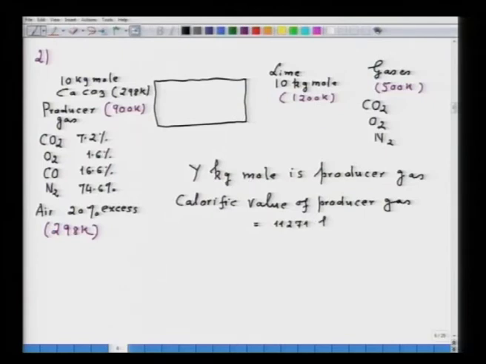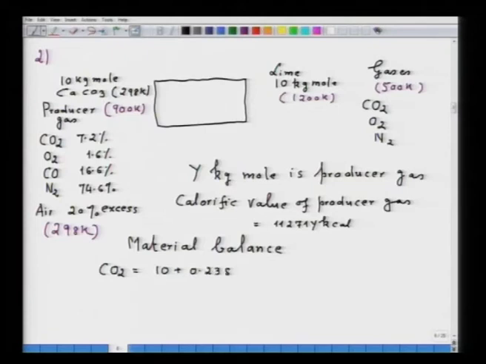11,271 kilocalorie into Y, because Y is the amount of kg mole of the producer gas that we have taken for combustion purposes. Now, straight away I can take the material balance now. Material balance. Now, if I do the material balance, then amount of CO2 will be equal to 10 plus 0.238 Y.